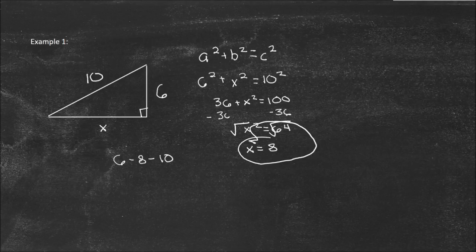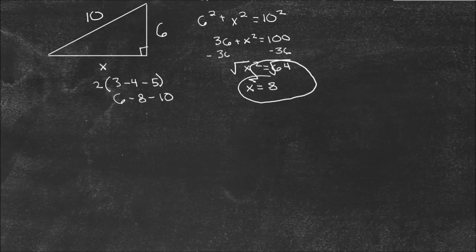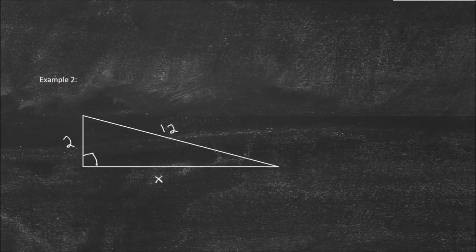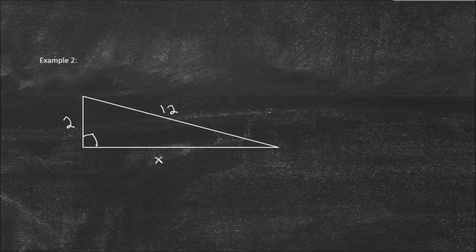And what they've done is they've taken our 3, 4, 5, and instead of multiplying it by 3 like I was talking about, they multiplied everything by 2, and it remained a Pythagorean triple. So hopefully that makes more sense of how that works. Let's look at another example. So we have 2, 12, and then x.